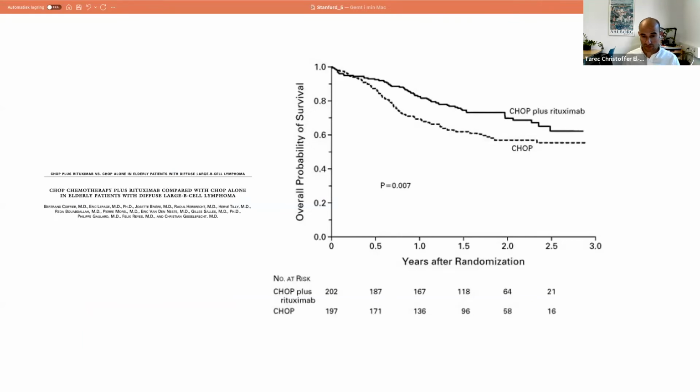And this is, of course, an old story. This is the CHOP versus R-CHOP. Treatment is more than 20 years old now, or around 20 years old, showing that there was a substantial survival difference when you add rituximab to CHOP. And this is, of course, now standard treatment for diffuse large B-cell lymphoma.